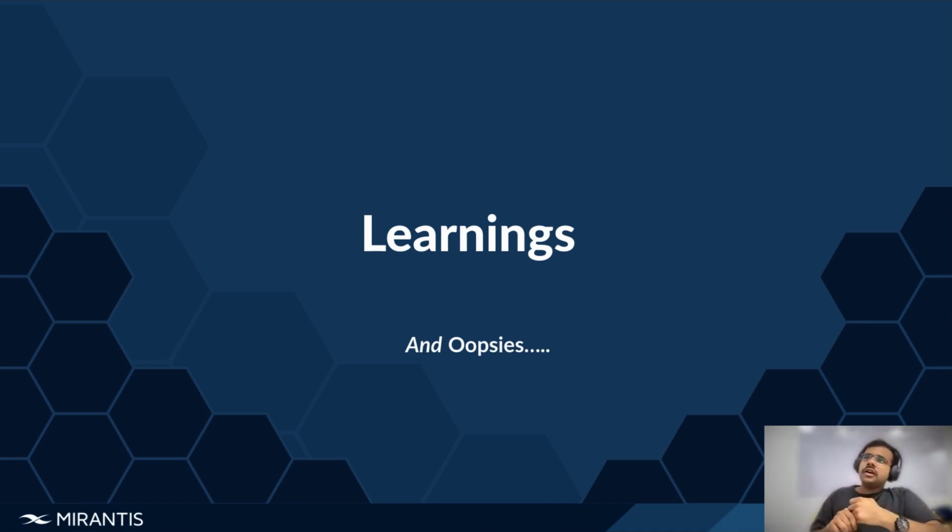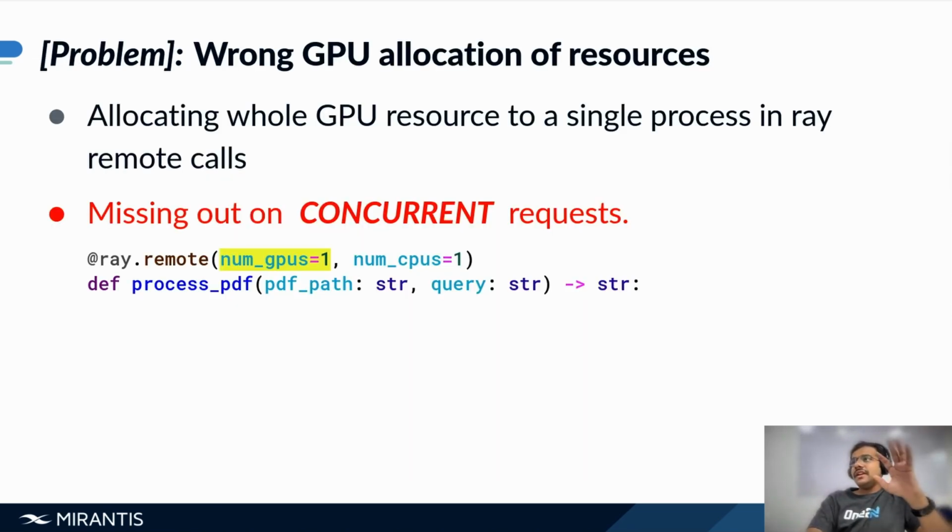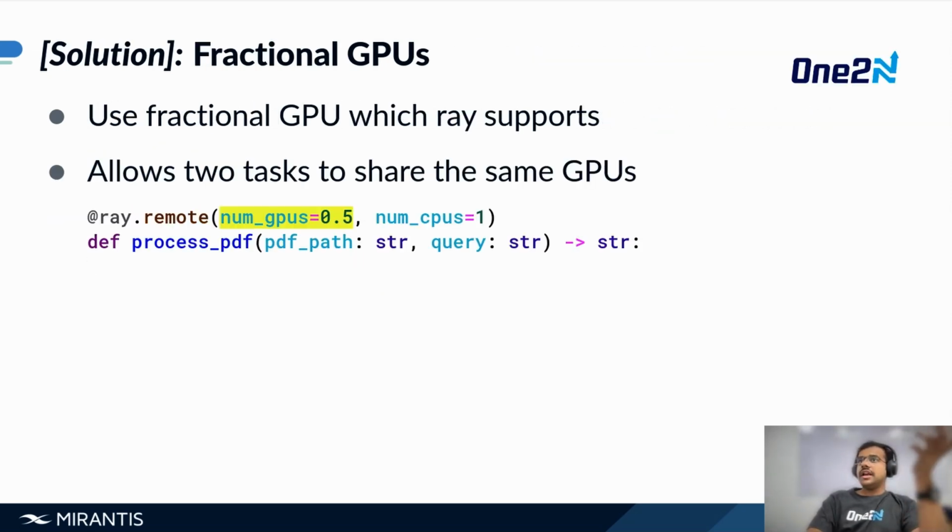But before we move on, I would like to share some pitfalls that we had, some of the instances where we really hit the wall. The first problem that we faced while we were on VMs, where we were using Ray to develop our application, was that we were missing out on concurrent requests. We were allocating the whole of the GPU to one worker to process PDFs. And then we realized that we can allocate fractional GPUs, to allocate a single GPU to more workers. So the code that you see here is written in Python. It is using the Ray framework.